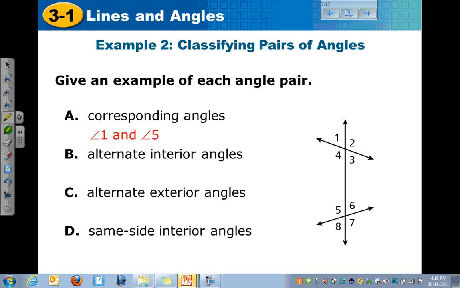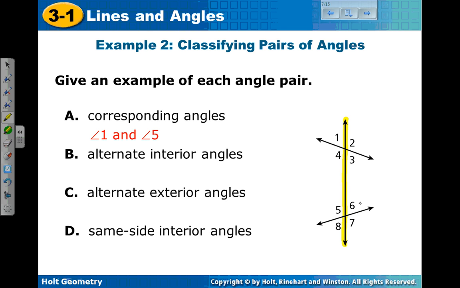All right, next we are looking for alternate interior angles. So these are on opposite sides of the transversal. Let me highlight that transversal again. Opposite sides of the transversal and inside the lines. So it's got to be either 4 and 6 or 3 and 5. What do they pick? 3 and 5. So alternate interior, they're inside the two lines and they're on opposite sides of the transversal.